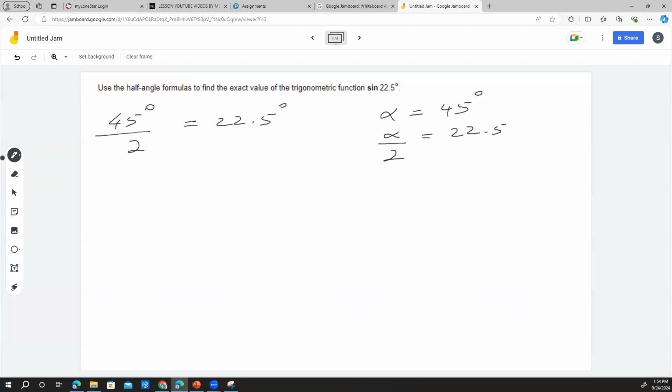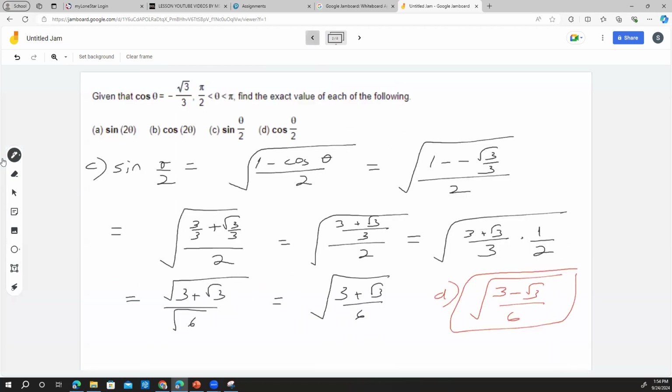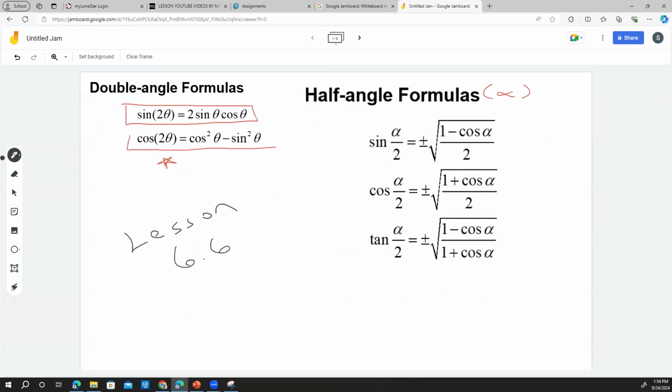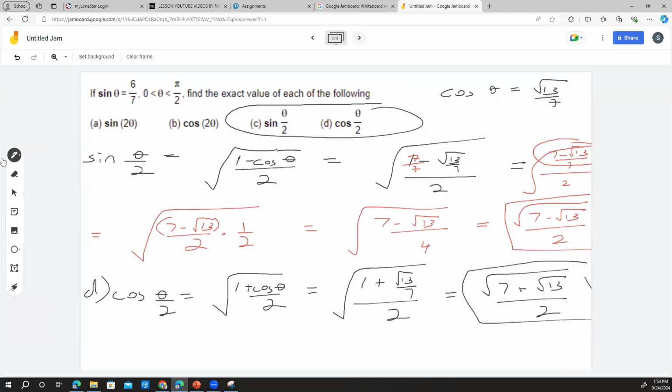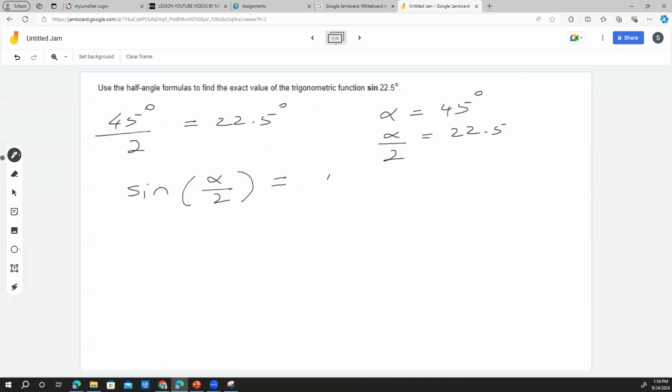So we need sine of alpha over 2. If you go back to the very first slide that I have here, which has the formulas, sine of alpha over 2 is plus or minus the radical of 1 minus cosine alpha over 2. So the formula I need is 1 minus cosine alpha over 2 in a radical. And then since 22.5 is a quadrant 1 angle, its sine value will be equal to a positive number, so I don't need a negative here. So this is the formula I need.